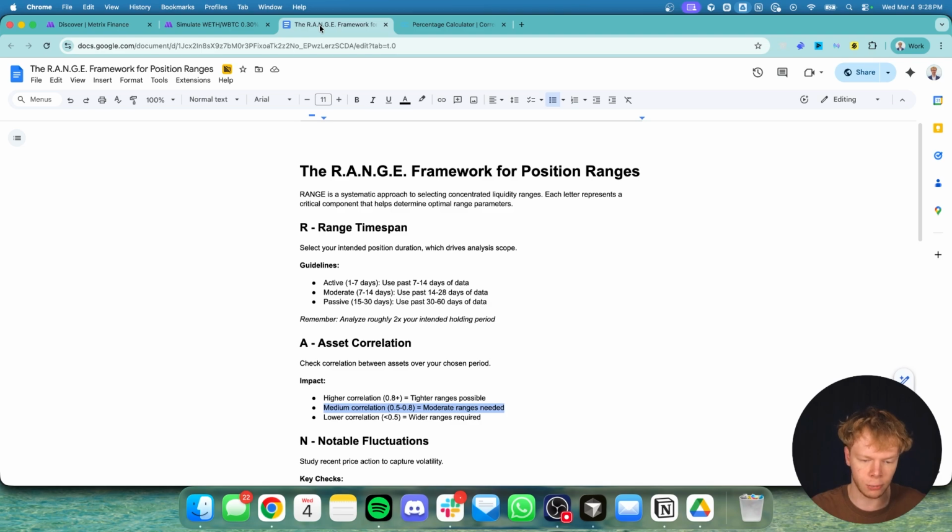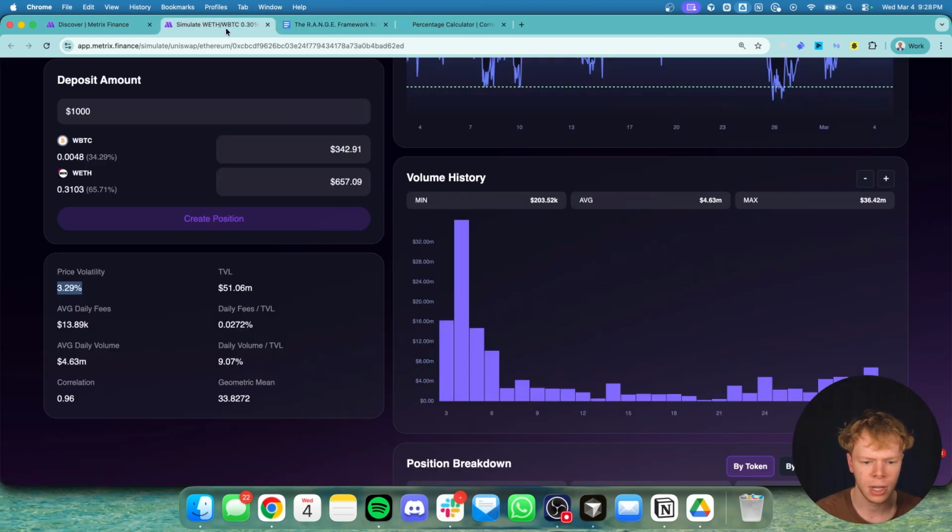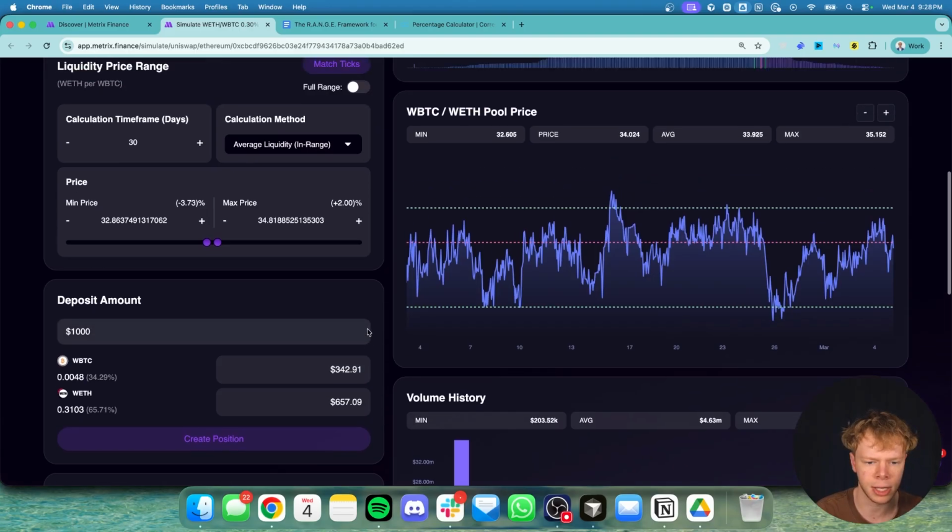That's kind of why I'm sharing this framework today, because it's a little bit outdated, but it's still something that we use on a day-to-day basis. We will be updating it for our consulting clients relatively soon.